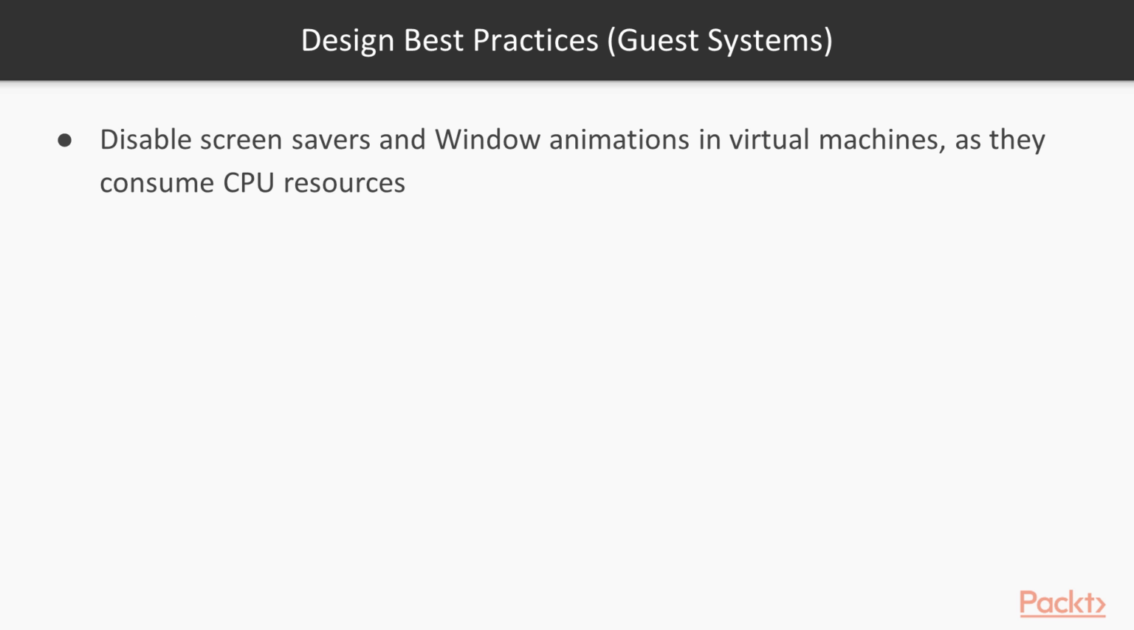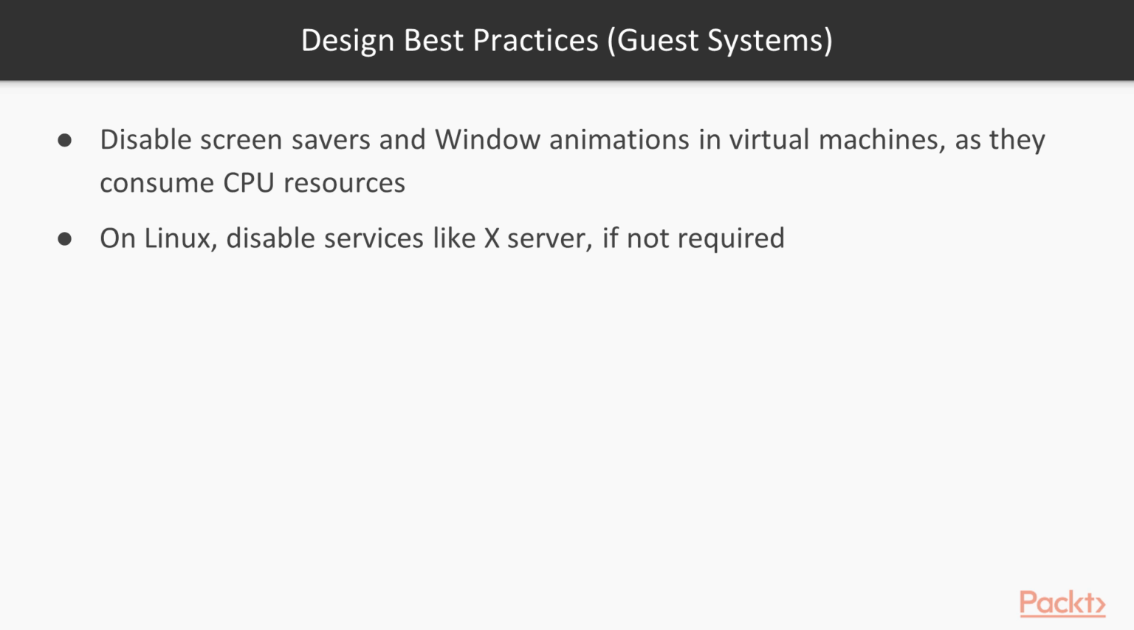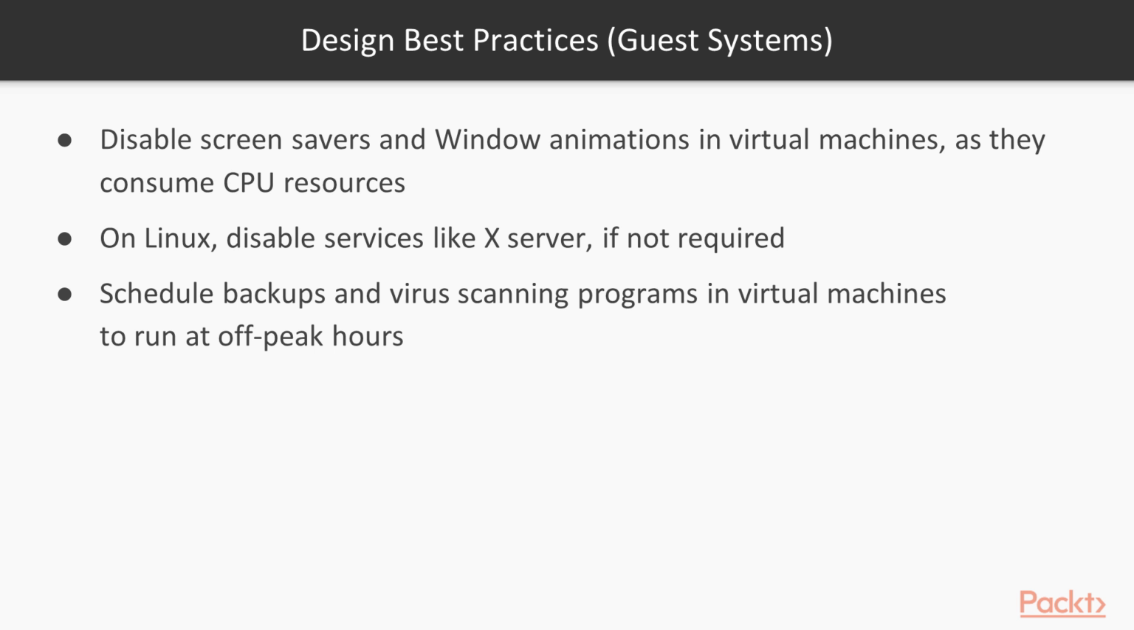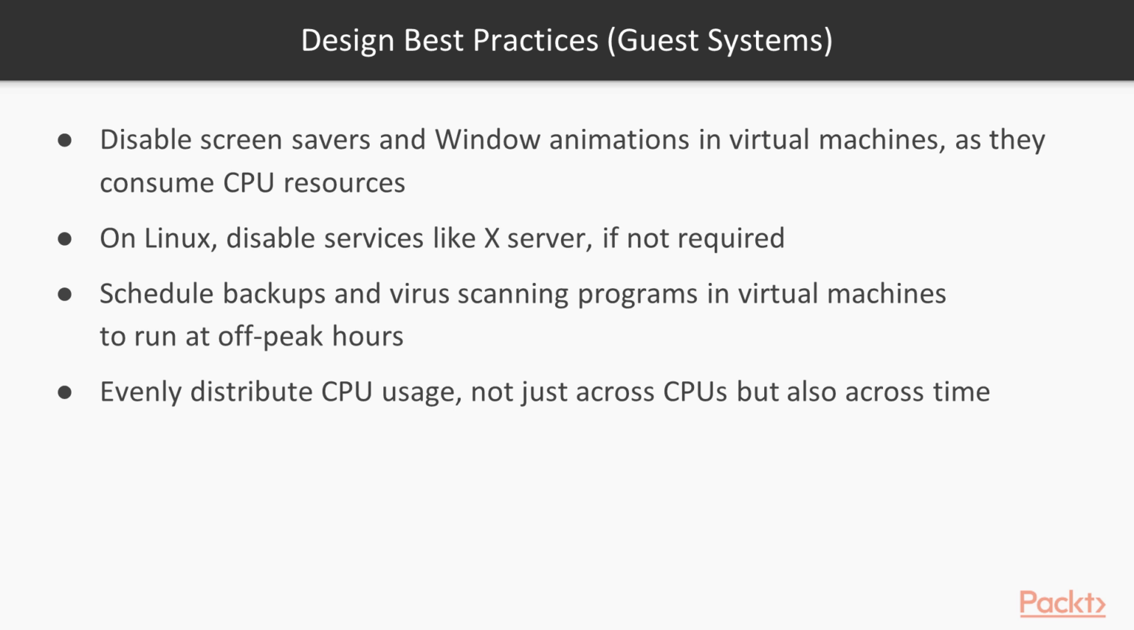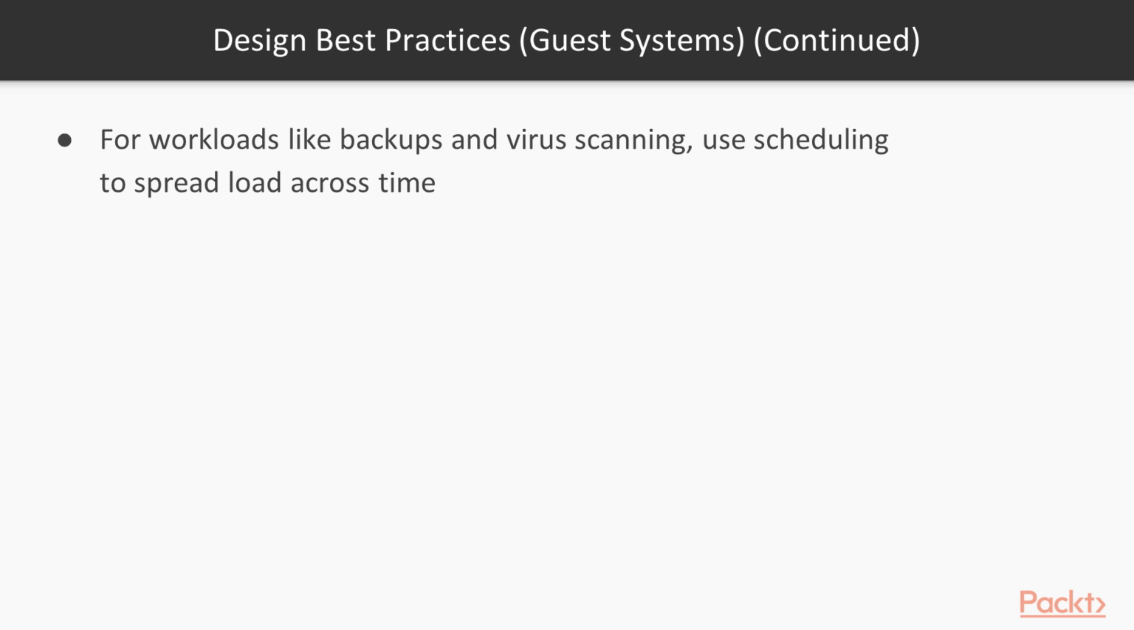Design best practices for guest operating systems include disabling screensavers and window animations in virtual machines as they consume CPU resources. On Linux, disable services like X server if not required. Schedule backups and virus scanning programs to run at off-peak hours. Evenly distribute CPU usage not just across CPUs but across time as well. For workloads including backups and virus scanning, use scheduling to spread load across time.